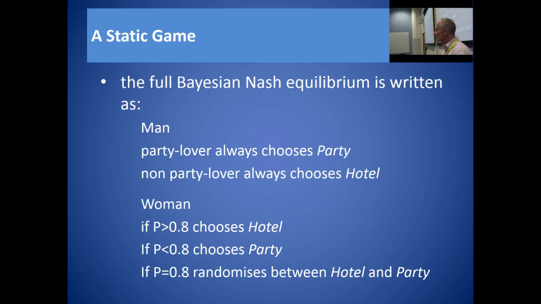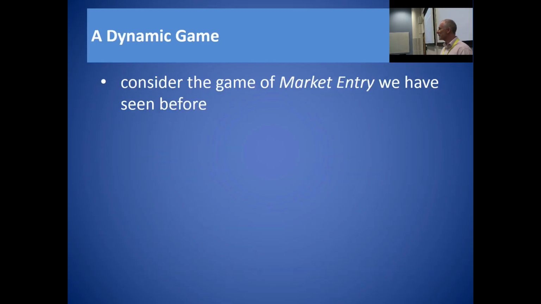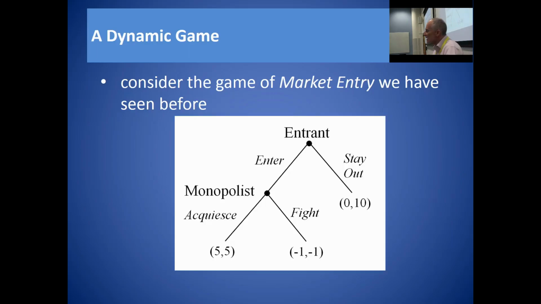Dynamic games are where players take it in turns to move. And the dynamic game we're going to consider is that game of market entry that we've seen numerous times before, where we have an incumbent firm, an incumbent monopolist, and a potential entrant, who's thinking about entering and setting up in competition with the incumbent monopolist. So, this is a sort of game that we've seen before.